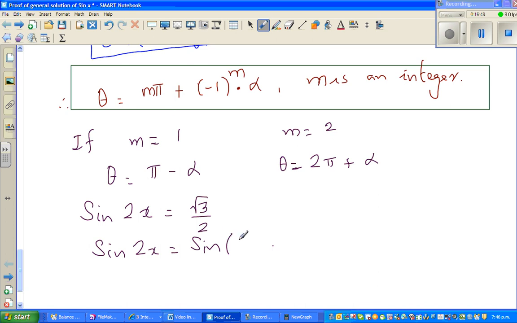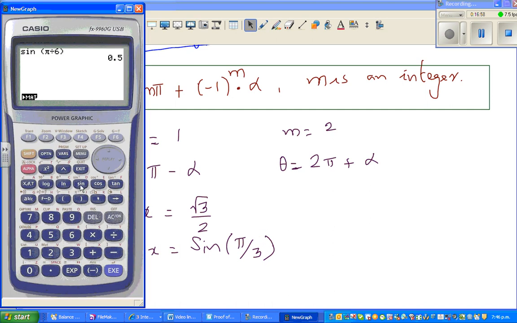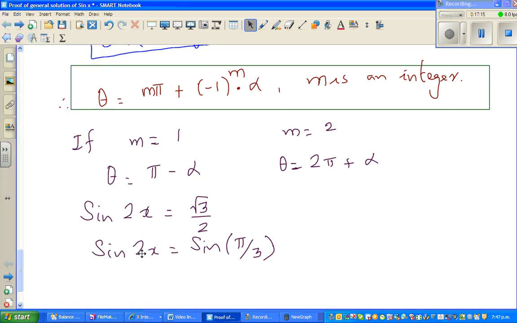So let us write this. It's pi by 3, let us do it in radians. So sine 60, let me show you, sine pi by 3 is root 3 over 2. You can go shift, root 3 divided by 2, it is the same number. Okay, so this I have written.